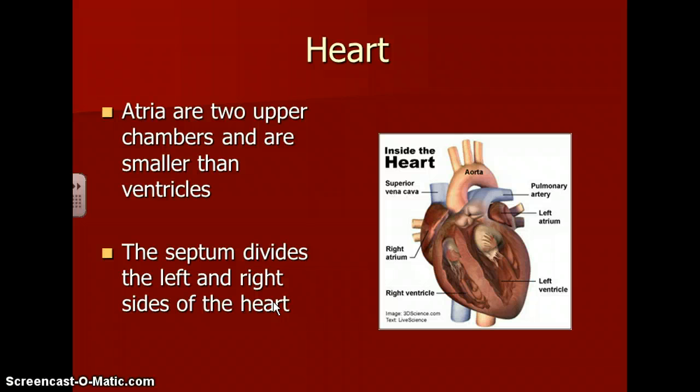You're going to have to be able to tell the difference between the atria and the ventricles. So the atria are the two upper chambers, and they're smaller than the ventricles. And the septum is what divides the left and right sides of the heart. So here's the septum. Okay, one way that you can remember this is that ventricles with the septum kind of form the letter V. Okay, or you can think of it alphabetically. Atria are at the top and ventricles are at the bottom.